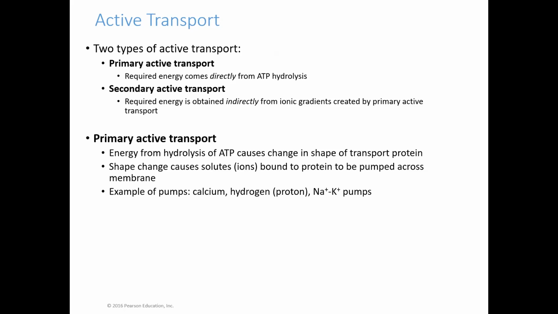Now, primary active transport involves special carrier proteins that act as pumps. They physically change their shape in the presence of ATP to force ions across the membrane. We have pumps for calcium. We have proton pumps. In fact, we find proton pumps in our stomach all the time. Proton pumps are how we maintain stomach acid in our stomach.